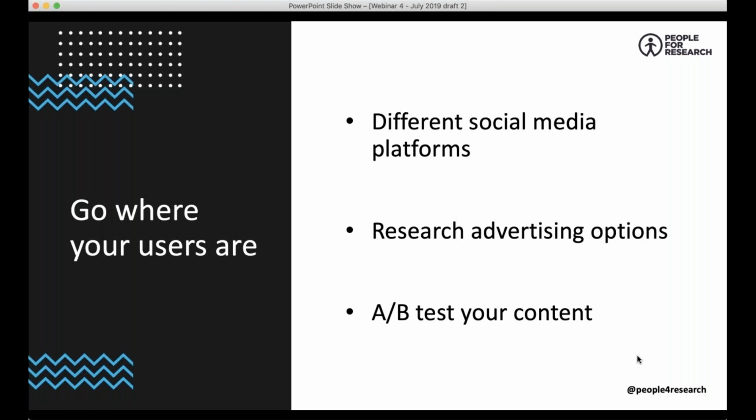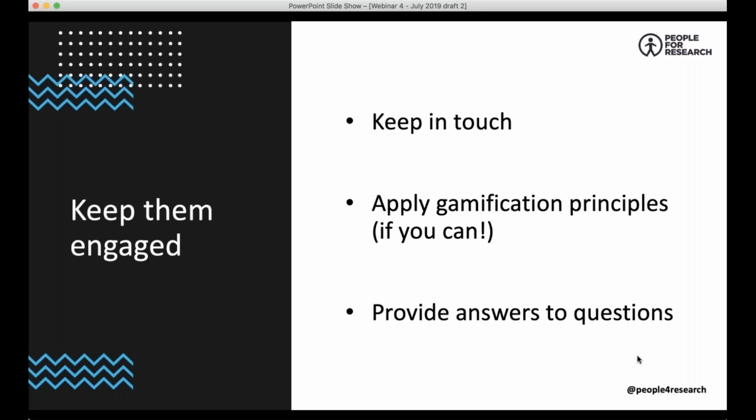And finally, once again, A/B test your content, especially if you're spending money to promote it, because you want to know what works best. Is it an image with a face? Is it an image with something that relates to the topic of the research? So yeah, just test. That's one of the biggest recommendations. And also allow yourself to be flexible enough to make improvements as you go along.